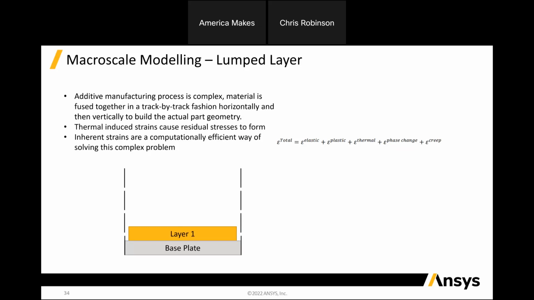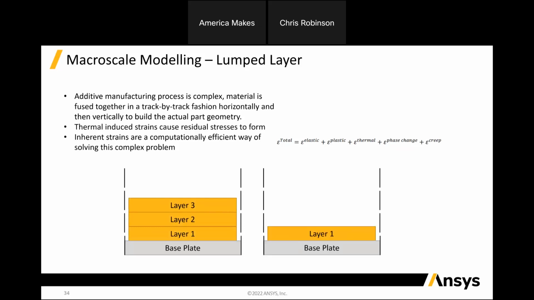But the strain as you heat and cool your parts is really driven by multiple different components. You've got elastic, plastic, thermal, phase change, and creep strain. Usually you drive that through some sort of calibration utilizing inherent strain. And so you're going to end up with multiple different layers that you're going to be applying the strain to.